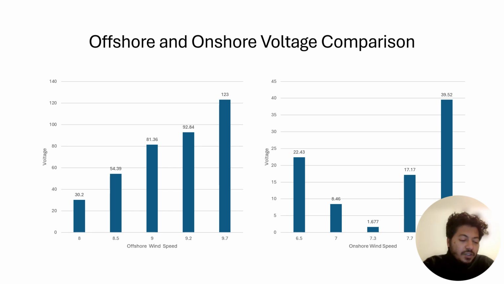Higher voltage in offshore systems enables effective long distance transmission and reduces energy losses when supplying electricity to coastal urban centers. In contrast, onshore systems, with their moderate wind speed and smaller turbines, operate at lower voltage, suitable for shorter transmission distances in rural and suburban areas.